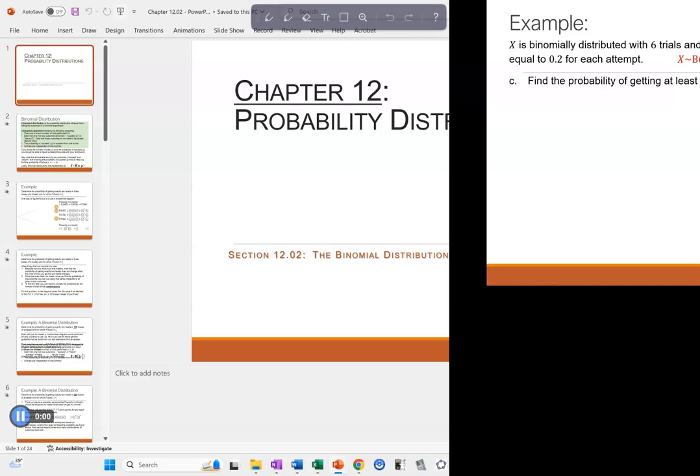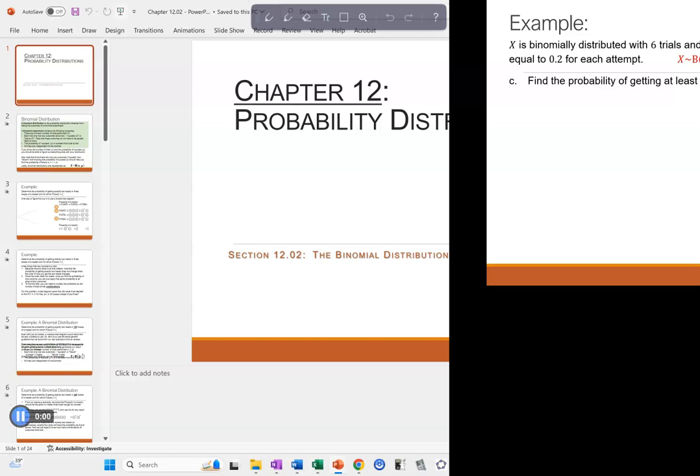What if we were asked to find the probability of getting at least 1 success? What does at least 1 success mean? 1 or more, right? So we'd need the probability of exactly 1, exactly 2, exactly 3, exactly 4, exactly 5, and exactly 6, and add those all together. Boy, that seems like a lot of work. Is there an easier way of doing this?